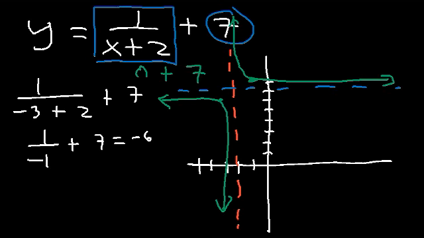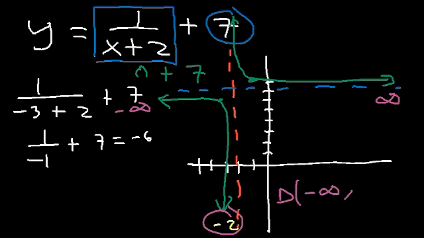So what is the domain and range for the function? Keep in mind, for the domain, we simply need to remove the vertical asymptote. The lowest x value that we have is negative infinity, and the highest is infinity. So we just need to remove negative 2 from the domain. So x could be anything from negative infinity to negative 2, union negative 2 to infinity. So that's the domain for this function.